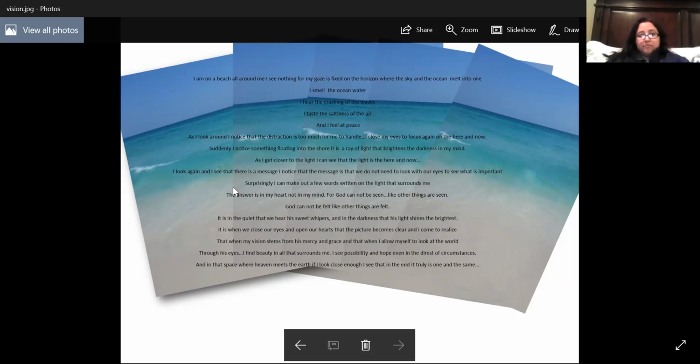As I look around, I notice that the distraction is too much for me to handle. I close my eyes to focus again on the here and now. Suddenly, I notice something floating into the shore. It is a ray of light that brightens the darkness in my mind. As I get closer to the light, I can see that the light is the here and now. I look again and I see that there is a message. I notice that the message is that we do not need to look with our eyes to see what is important.